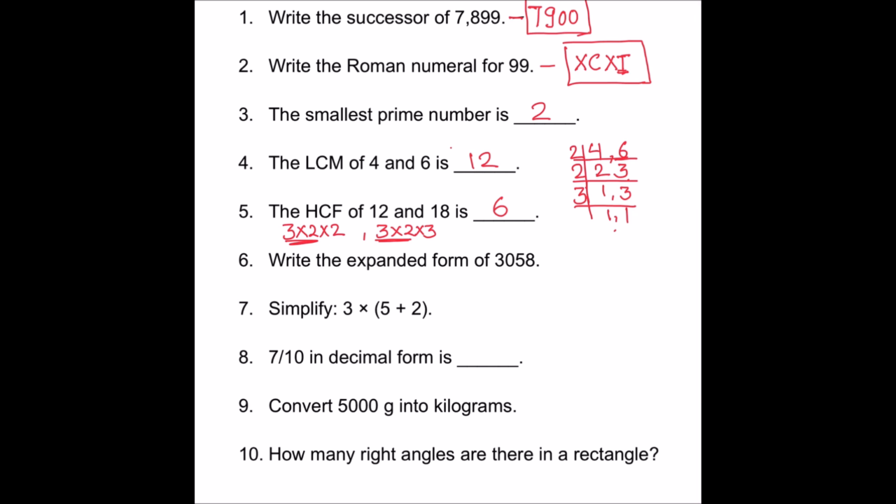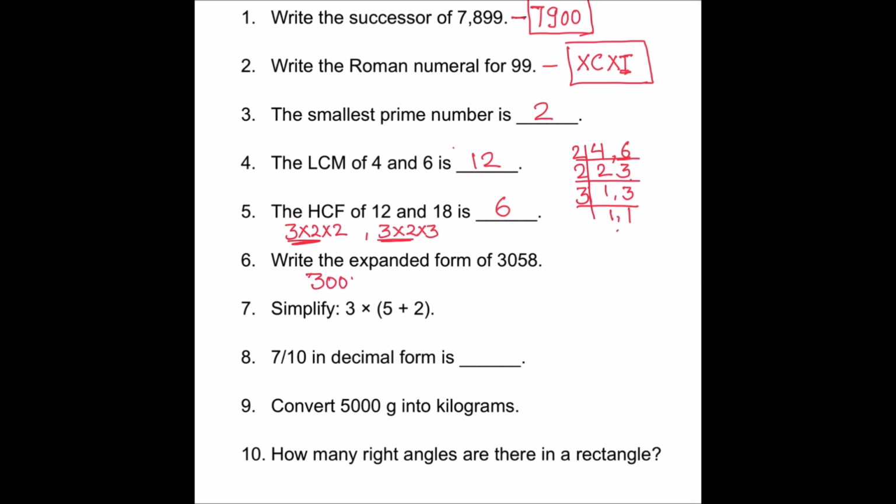Next one is write the expanded form of 3058. So the expanded form will be 3000 plus 0 hundreds, so that will be 0, plus 50 plus 8. So that's 3058.